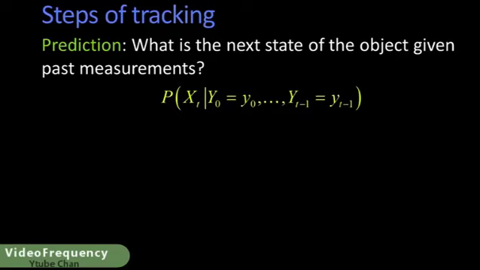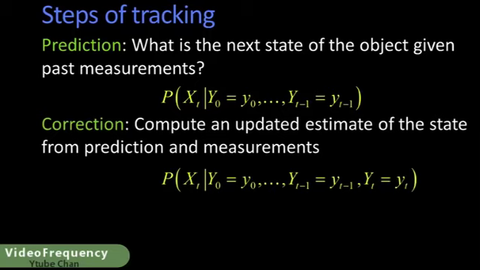Writing these out as equations, the prediction can be thought of this way. What is the next predicted state of the object? Here I'm back to x of t given t minus 1, given all the previous measurements. So you see here that it says given y from 0 to t minus 1, so those are all my measurements up until before t, make a prediction at time t.